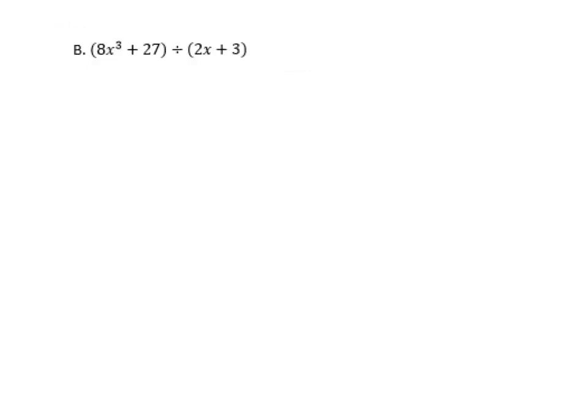Let's try another one. 8x to the third power plus 27 divided by 2x plus 3. The first number is your dividend. The second number is your divisor. Now the divisor is going to have to go on the outside. 2x plus 3. Draw your big dividing bar.